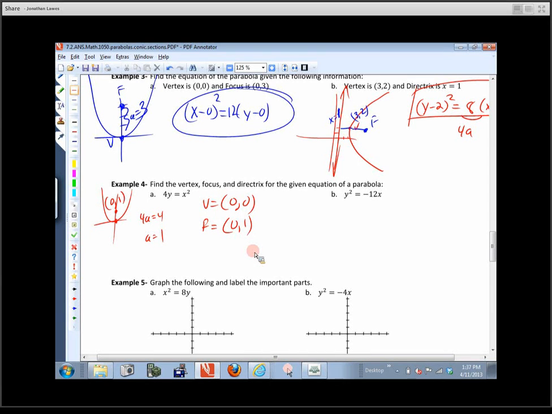And then it says, where's the directrix? Remember, the directrix is outside, the parabola curves away from the directrix. So we're looking at something right here. And what is it? y equals -1. Any questions there? Okay, think about that next one.